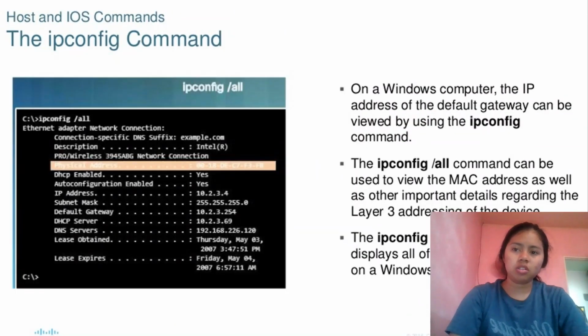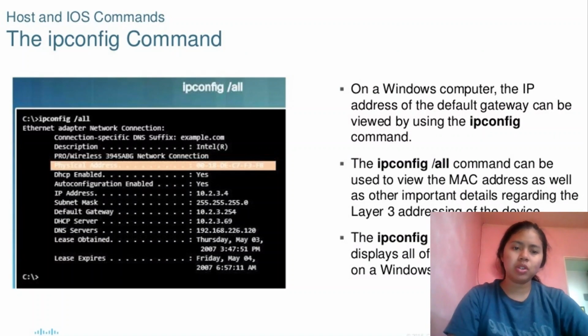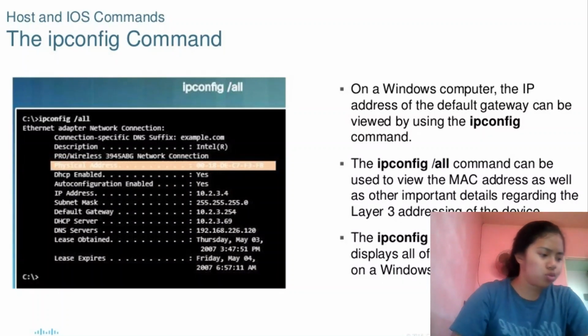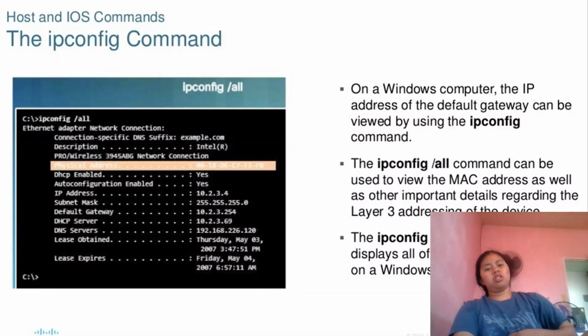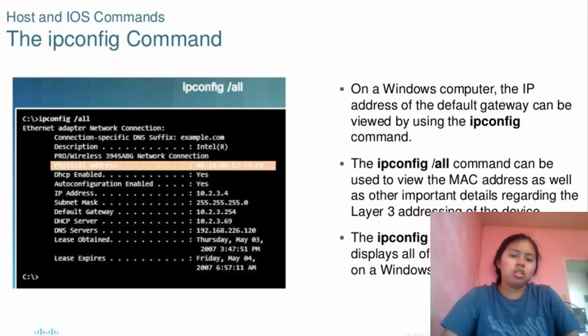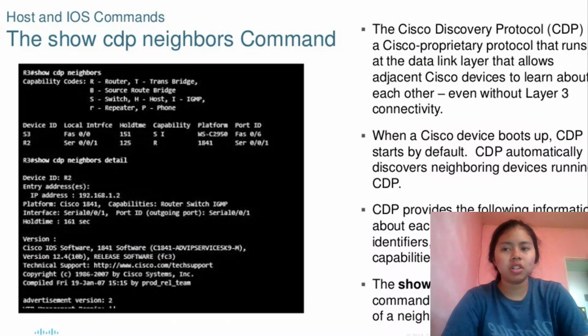The ipconfig command. The ipconfig /all command can be used to view the MAC address as well as other important details regarding layer tracing. The ARP command. The IPv4 address, physical address, and the type of addressing is displayed for each device.